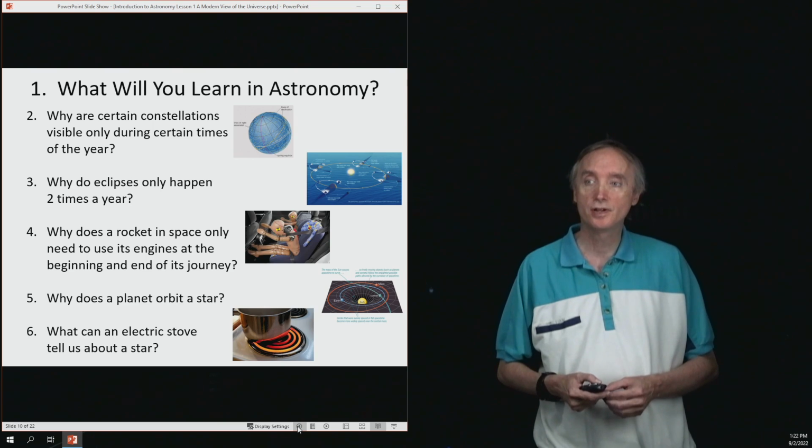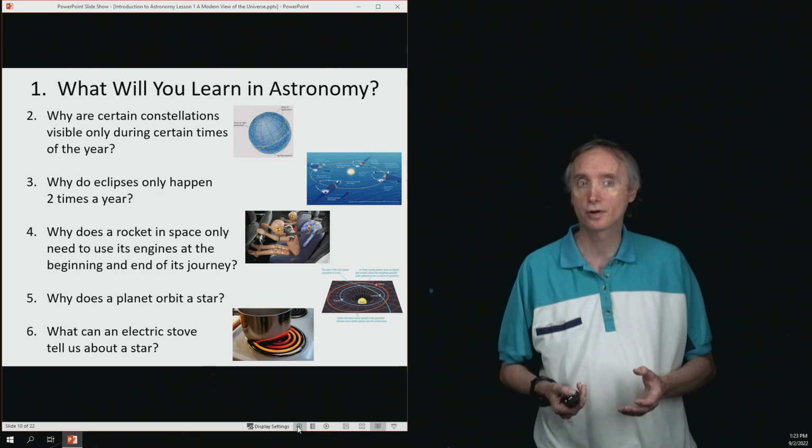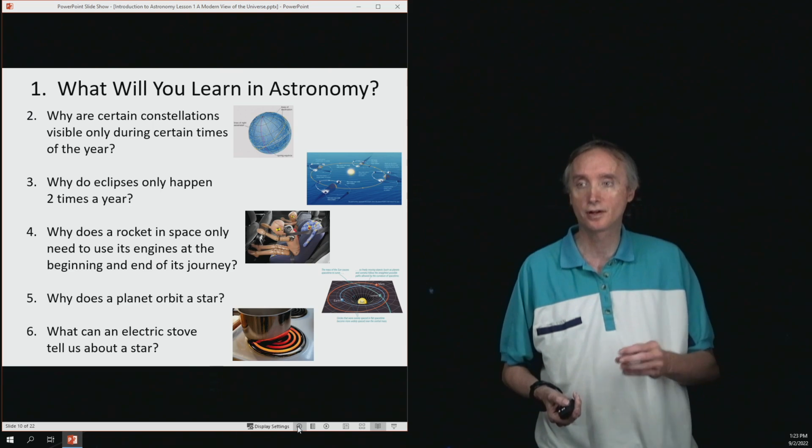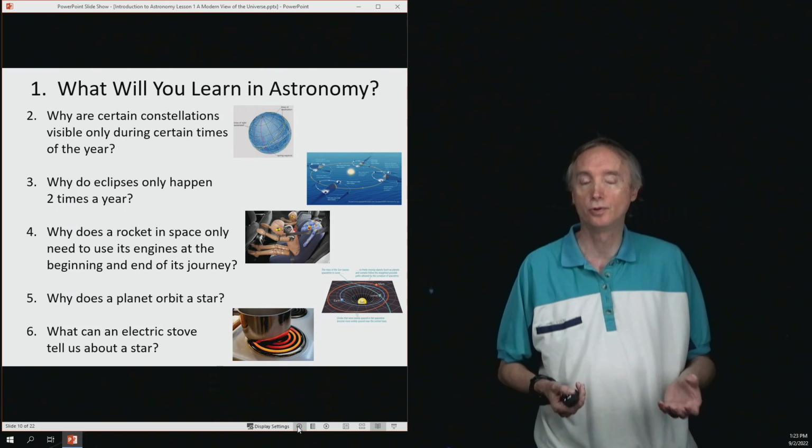In lesson number 6, you'll learn about an electric stove. When you turn on the electric stove, it changes colors, and it also changes temperature, and it also changes brightness. Well, that also describes how stars work. Depending on the temperature of the star, it has a certain color and a certain brightness. And we'll learn about that.